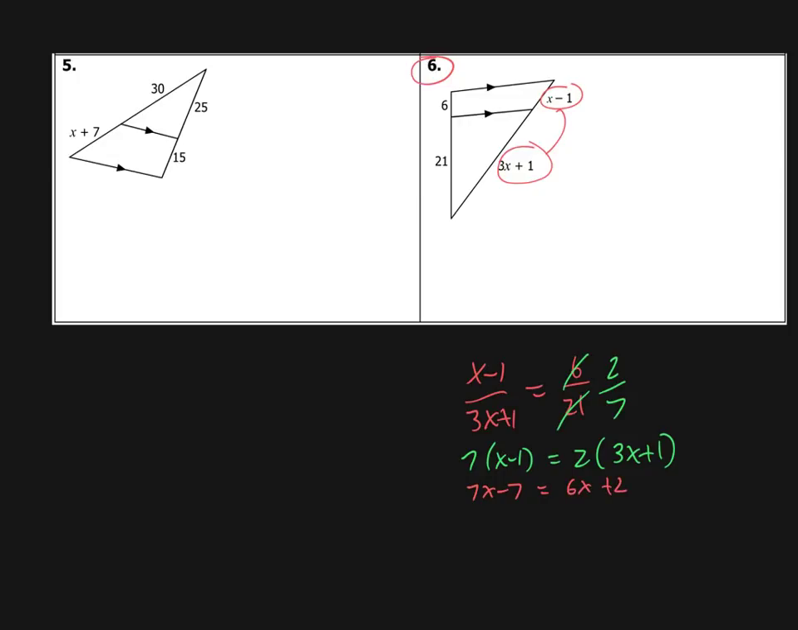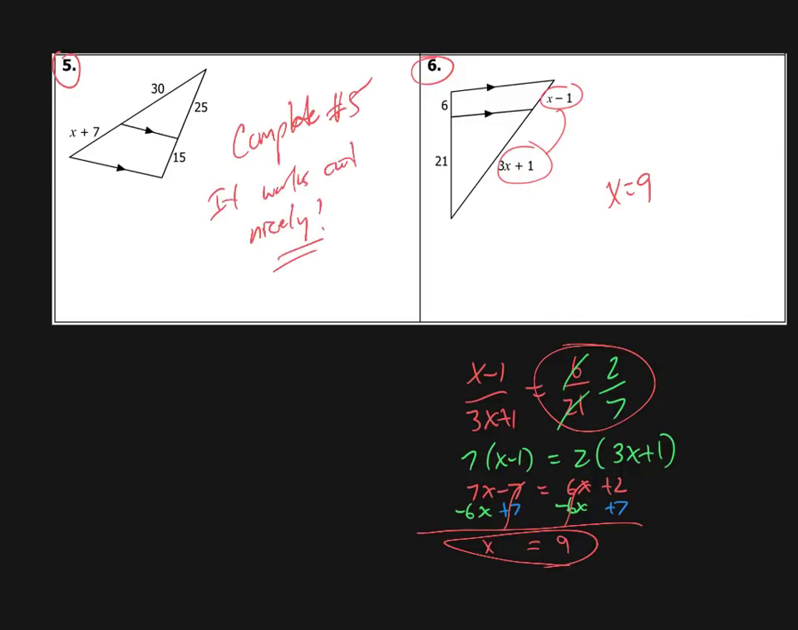Subtract 6x from both sides, and I'm going to add 7 to both sides. Do that all at one time. Clean this up nicely. That's going to give me x equals 9, and I'm done. Now, if you didn't do this little simplification, you still would have ended up with the same x equals 9. No big deal. Now you complete number 5, and it works out nicely. Again, don't move on. Complete this first, then move on.